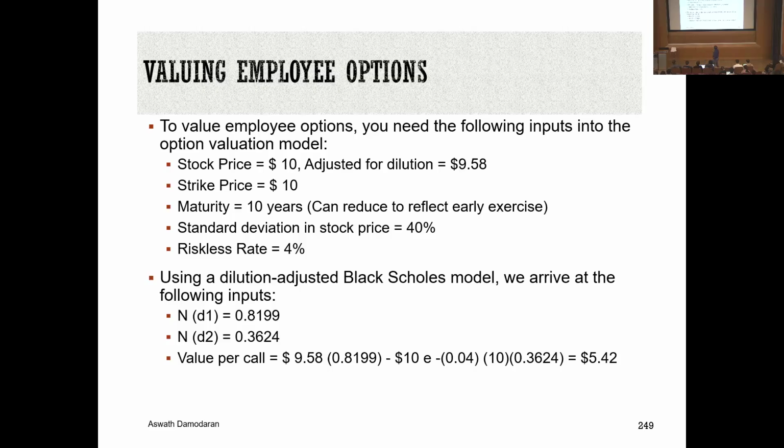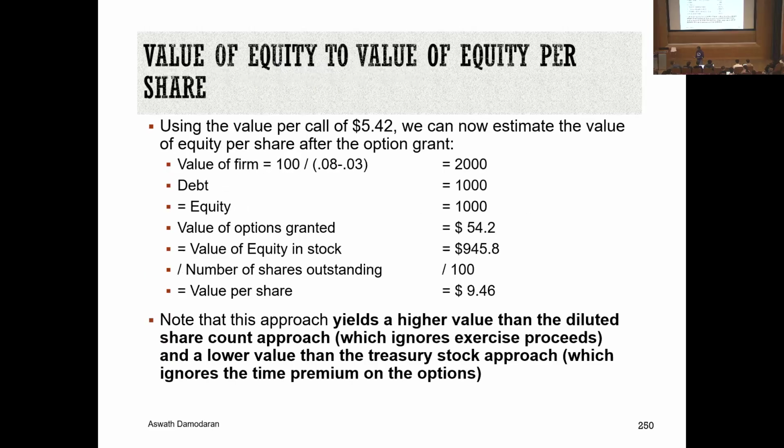In fact, I tried this on the $10 option that I just gave you. The value that I got per option was $5.42. Those 10 million options that I gave that were at the money, with a 10-year life, are worth $5.42 apiece. 10 million times 5.42 is $54.2 million. That's how much I gave my CEO with that option grant.